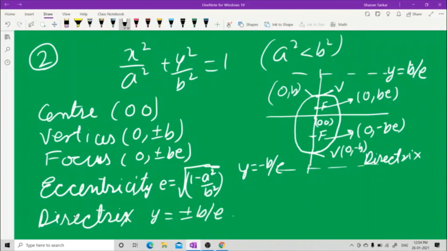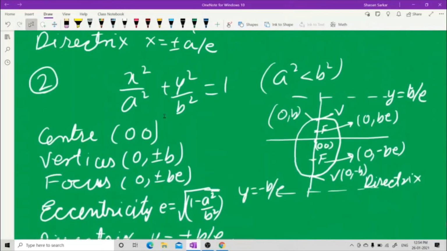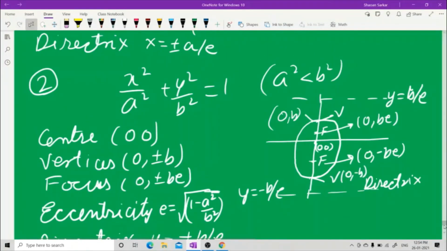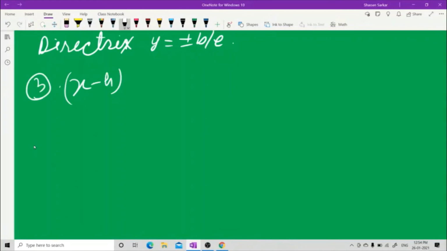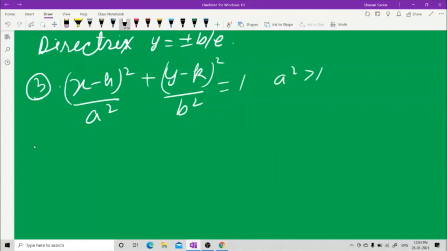Now the third one is also, you can go for a general case, like I went for a circle and a parabola. You can go for it here also. Wait, let me draw it. This is the general case, the third case: x minus h, I'm drawing for the horizontal of the general case. Rest all remains the same: y minus k whole square upon b square equal to 1, a square greater than b square.